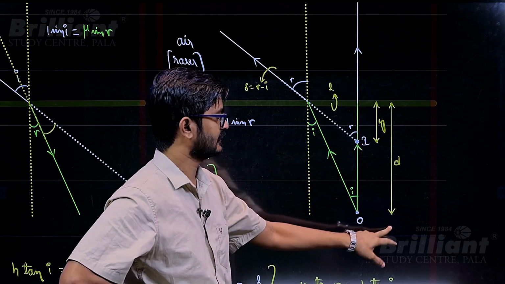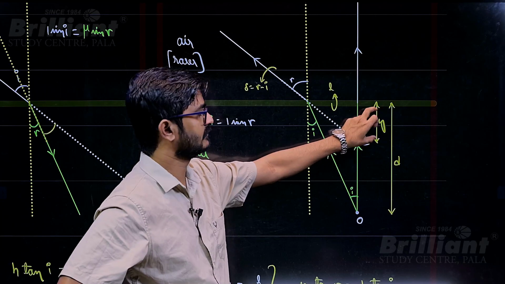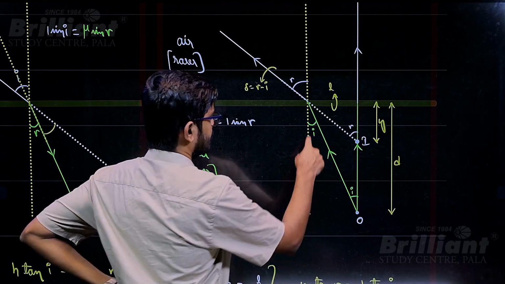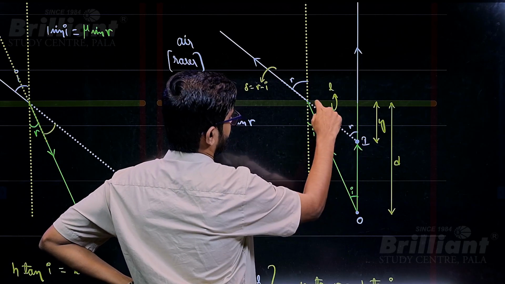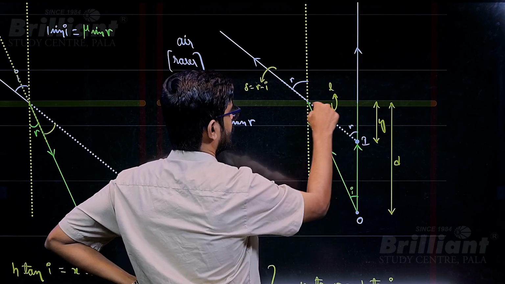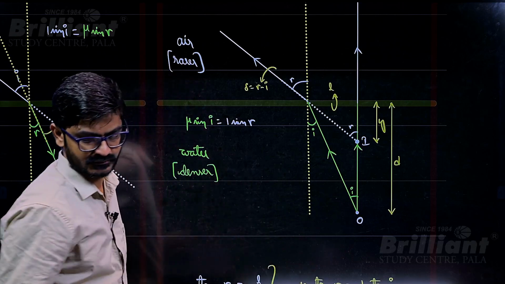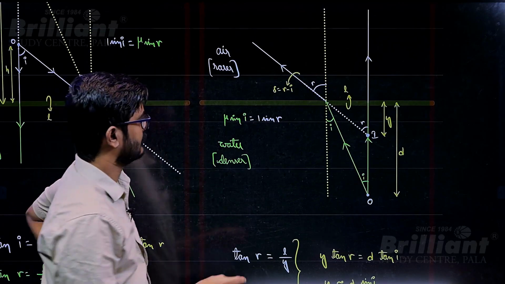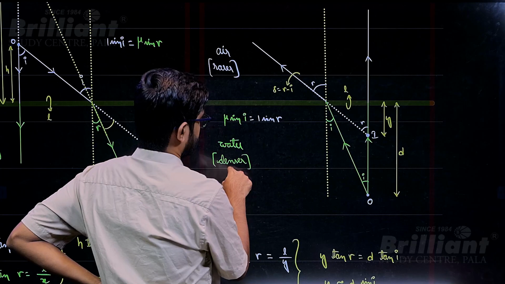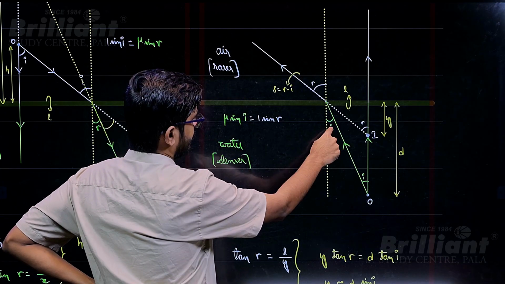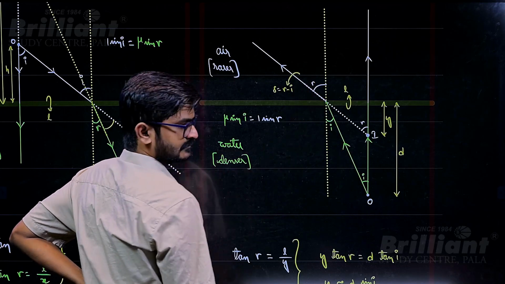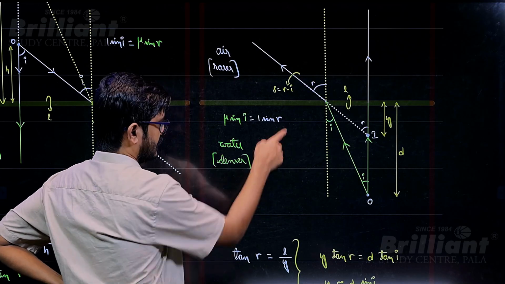Now if this is the actual depth d, this is the apparent depth, we need to find the apparent depth. Again, this angle is I, so this angle is I, this angle is R, so this angle is R. Again we will take this triangle, find this common length, take this triangle, find that common length, and equate them. Before that we can apply Snell's law. This is denser, this is rarer, so I am taking this as 1 and this is mu. So mu sin I equals 1 sin R. So that I have written.